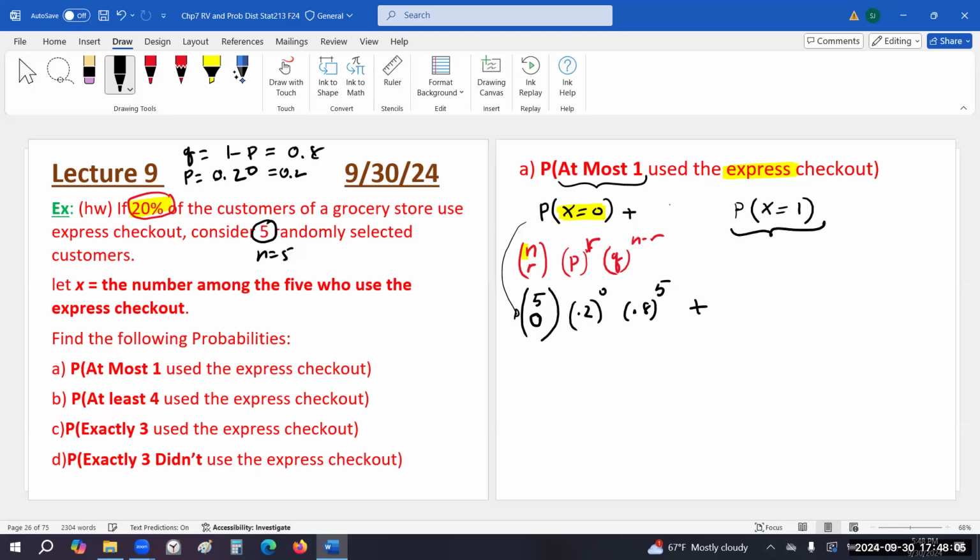We are going to do the same thing here. We have a total of 5 people. We want to choose 1 from 5, and 0.2 to the power 1, 0.8 to the power 5 minus 1, which is 4. So whatever we have here, it always goes here to the success rate.